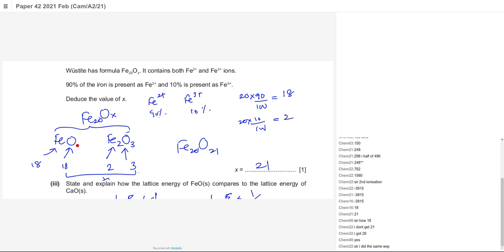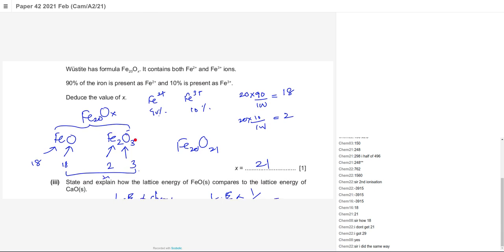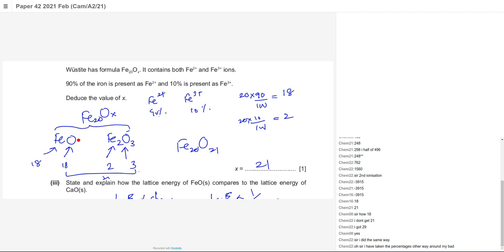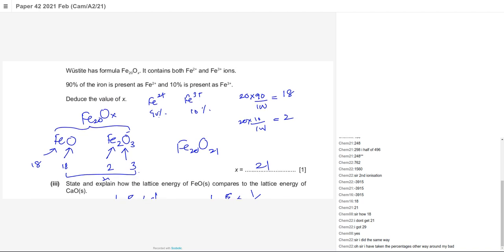Got it? So this is 18 oxygens here. The other one is Fe2O3. So Fe is 2, then oxygen should be 3, right? 2 ions combining with 3 oxygens. So you have here Fe2: 18, Fe3 plus 2, so 18 plus 2 is 20. O here 18, and this is 3. 18 plus 3 is 21. That's the answer.